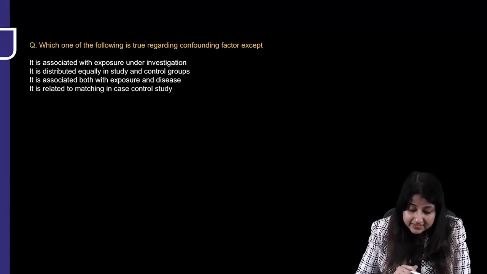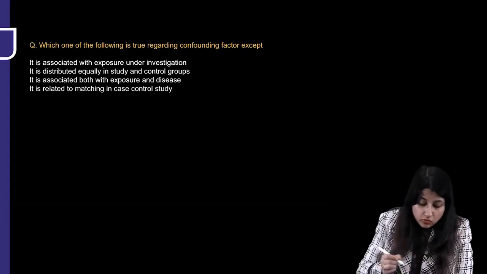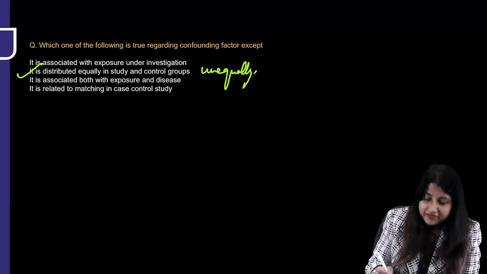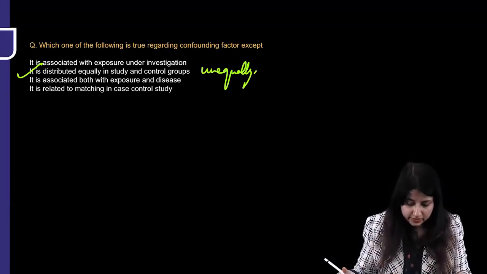Which of the following is true regarding confounding factor? Except, okay. It is associated with exposure. Yes. It is distributed equally. No. It is distributed unequally. Okay. But after the techniques, they get distributed equally.